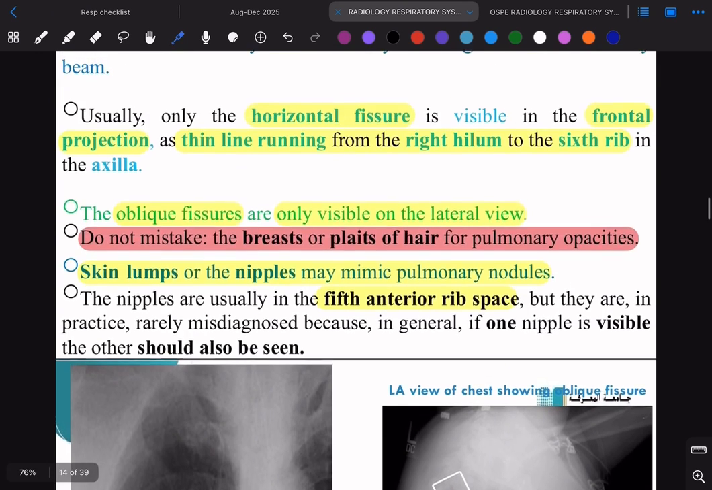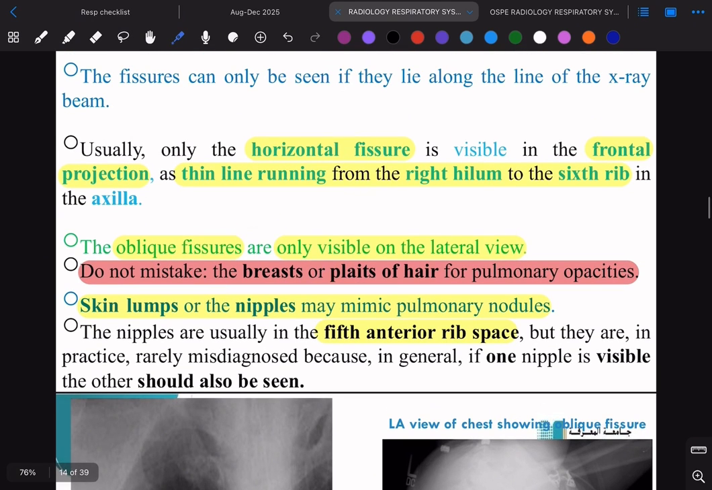Then it says here a very important note. What is it? Sometimes or usually the skin lumps or nipples are mistaken for pulmonary nodules. So when reading the x-ray, you should be very careful not to mistake the skin lumps or plates of hair or nipples and think that they are pulmonary nodules. Why? Because they look very similar, okay?